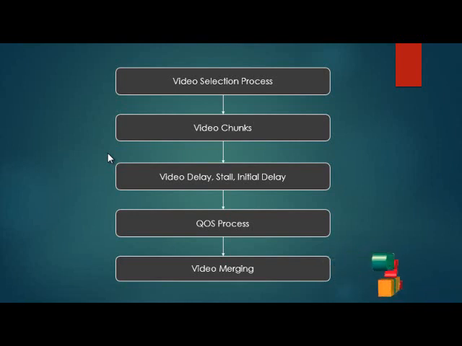So next is another process, the QAS process, the quality of services process. The quality of services can be measured over these three processes: video delay, stall, and initial delay. So this QAS process can be completed.